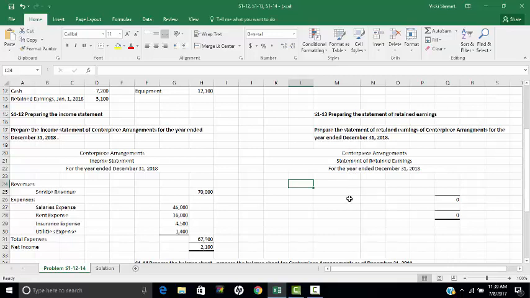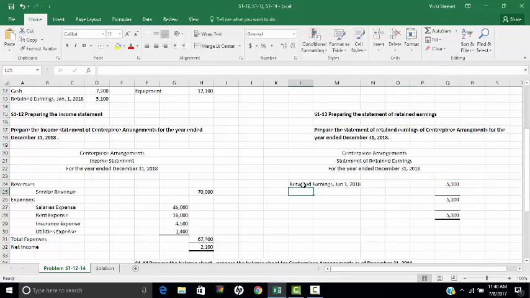Okay, so what do we do? How do we start out? Well, we start out with whatever our retained earnings was at the beginning of the year. And the problem told us that retained earnings as of January 1st, 2018 is $5,100. So that's what we're going to start out with. Retained earnings, January 1st, 2018, and that's $5,100.